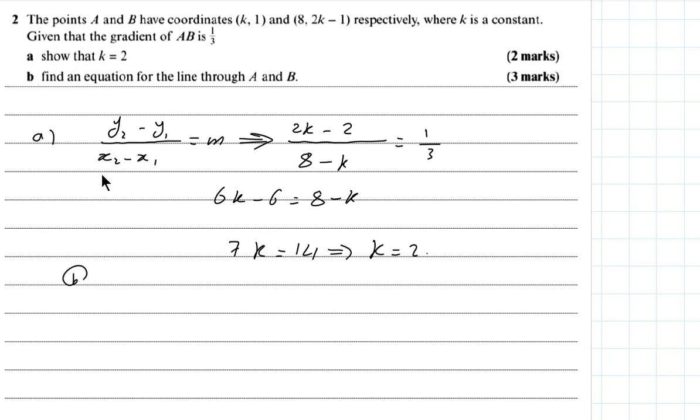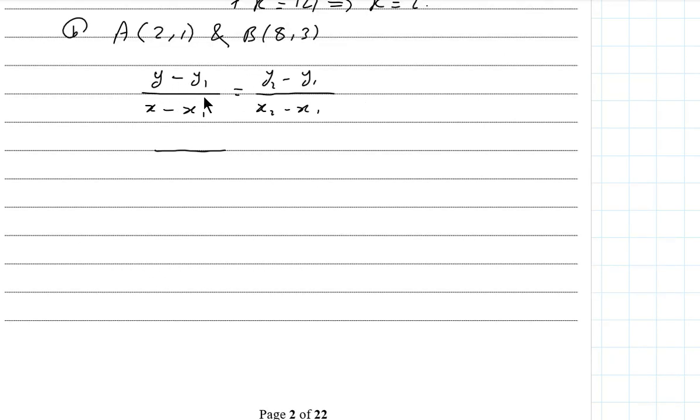The second item here is find an equation for the line through A and B. Okay, in this case, A, after replacing k with 2, will be (2, 1), right? And also B will be (8, 2 times 2, 4 minus 1, 3), so (8, 3). And now we will get an equation by knowing these 2 points. So we can apply this rule here, okay?